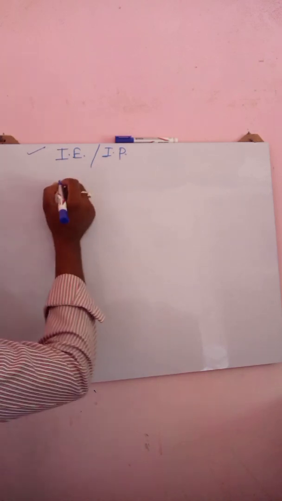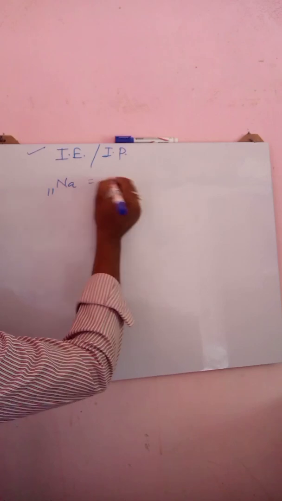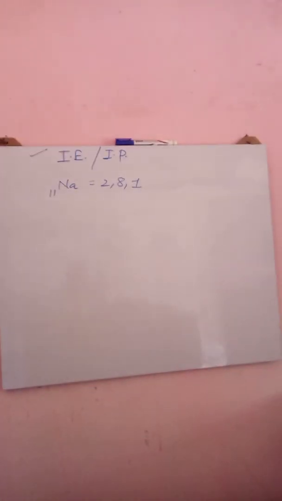Ionization enthalpy, as I have already told you all, is the amount of energy required to release an electron from an isolated gaseous atom. For example, if you want to release an electron from a sodium atom, the electronic configuration of sodium is 2, 8, 1. The question is why there is a need to remove an electron from the outermost shell. The answer is to become stable, to achieve the stable electronic configuration of the nearest noble gas.